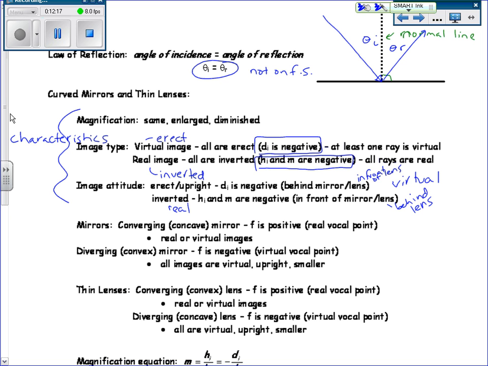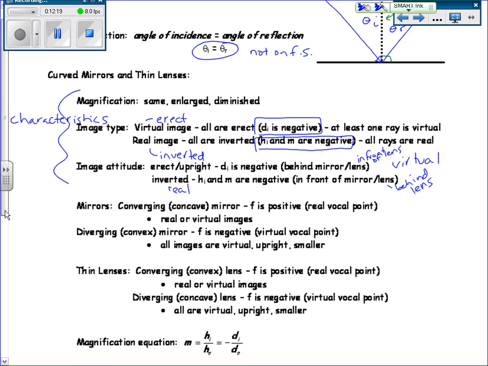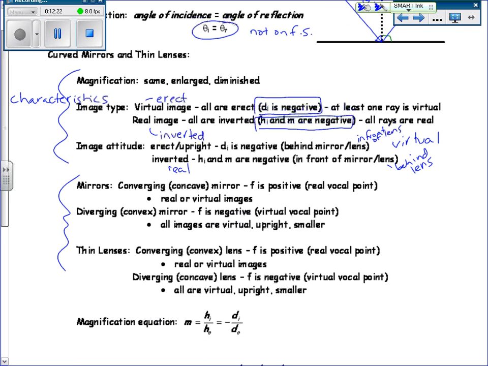Then looking specifically at quantities, you have to make positive or negative, like your sign conventions for mirrors or for lenses. Mirrors can either be converging or diverging. This should actually be indented a bit so it lines up with converging, just to make it nice and neat, but I forgot that. So converging mirror is a concave mirror. The focal length is positive because it's a real focal point. And it has real or virtual images, and if it makes a virtual image, it will be bigger than the object.